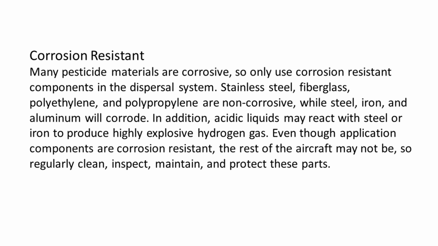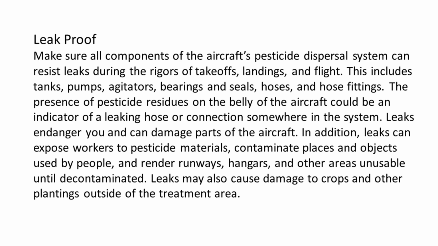Even though application components are corrosion resistant, the rest of the aircraft may not be, so regularly clean, inspect, maintain, and protect these parts. Leak-proof. Make sure all components of the aircraft's pesticide dispersal system can resist leaks during the rigors of takeoffs, landings, and flight. This includes tanks, pumps, agitators, bearings and seals, hoses, and hose fittings. The presence of pesticide residues on the belly of the aircraft could be an indicator of a leaking hose or connection somewhere in the system.